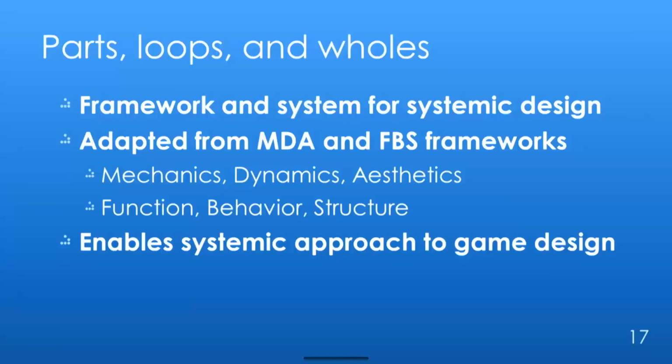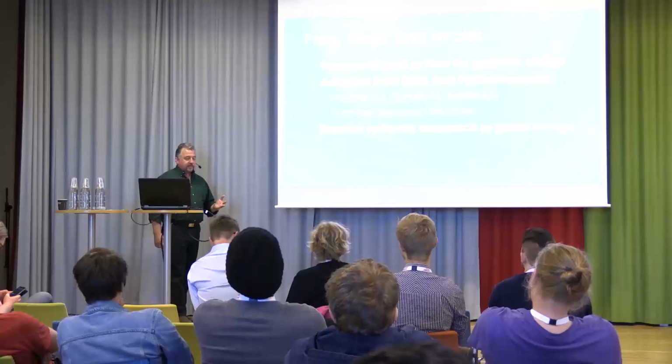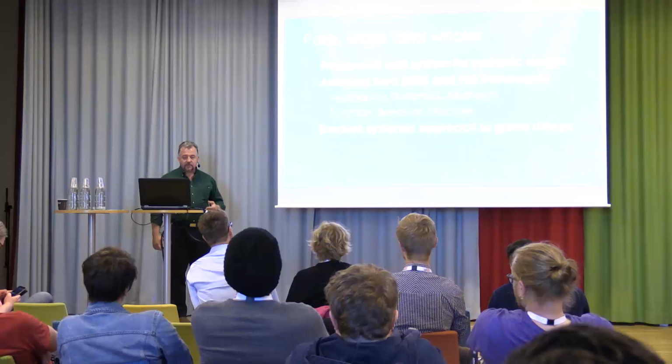What I've been working on recently is taking those and some other things and bringing them together to talk about parts, loops, and holes. Now, I'm still working on the terminology for this. There's a lot to be said for mechanics, dynamics, aesthetics, as well as function, behavior, structure, but those also have a lot of freight, a lot of problematic things with them. So what I'm looking at and want to talk about the rest of the time here is parts, loops, and holes, and how these enable us to really understand and to perform a systemic approach to game design.